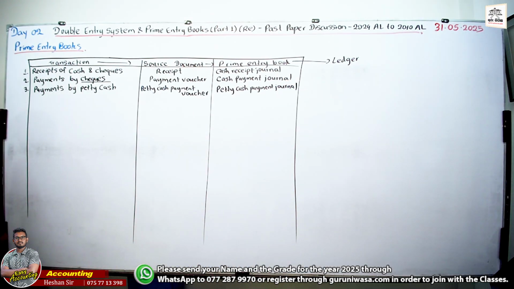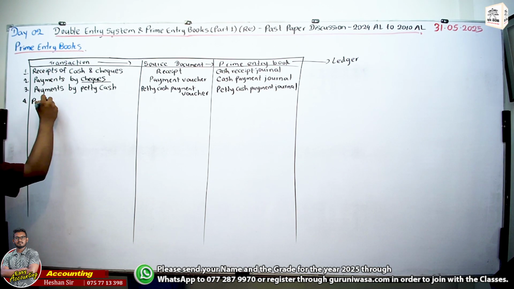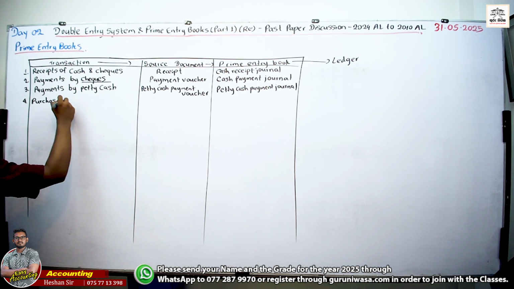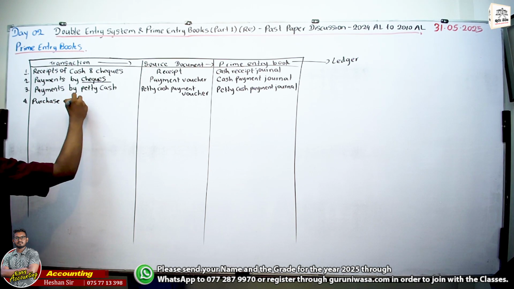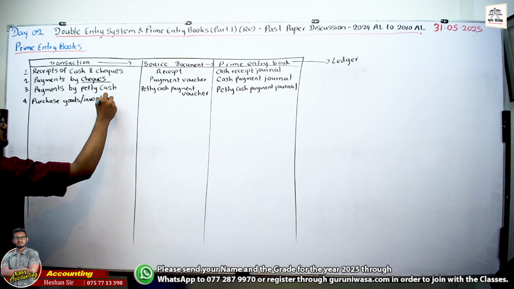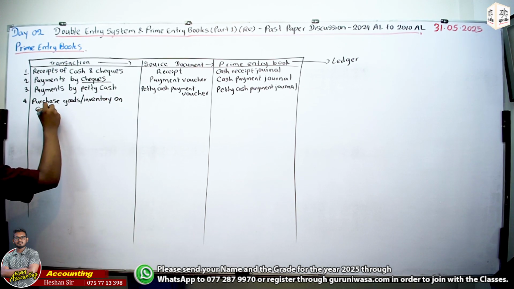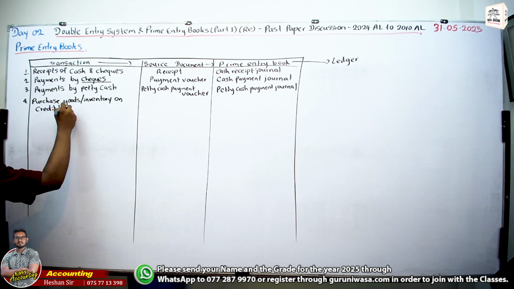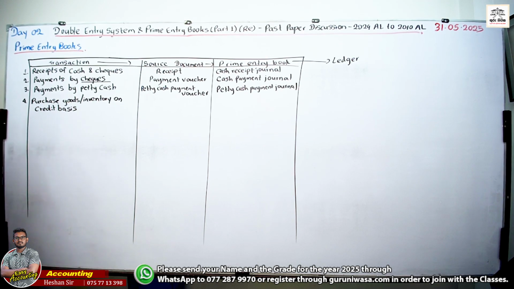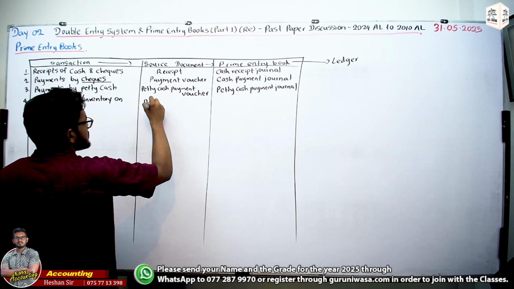Number four, purchase of goods or inventory on credit basis, right? You know, purchase invoice.